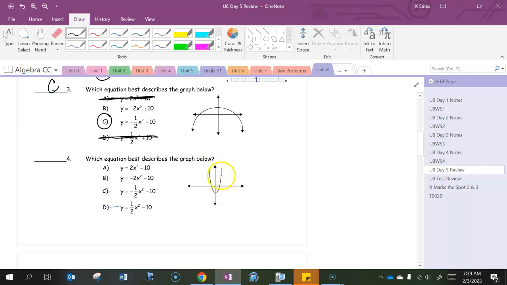Number 4 is opening up, so I know I have a positive A value. I'm going to get rid of B and C. And it's narrow as opposed to wide. So narrow, I know my A value is a number bigger than 1. So it's going to be A because my A value is 2.